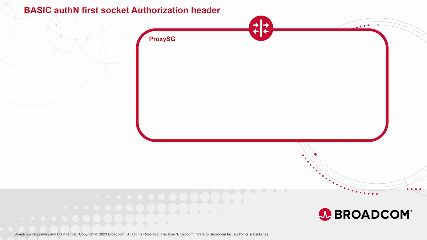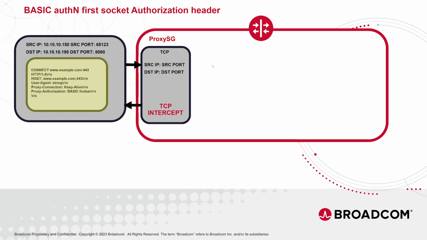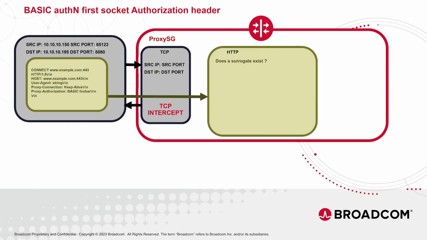Okay. The last example is basic authentication, but this is a first socket, and this time it includes the authorization header from the start. So the flow is exactly the same as the previous slide. The difference, of course, is that there is only one TCP socket now. You normally see this with any API clients. A browser would never do this. Browsers would always authenticate with at least 2 TCP sockets.